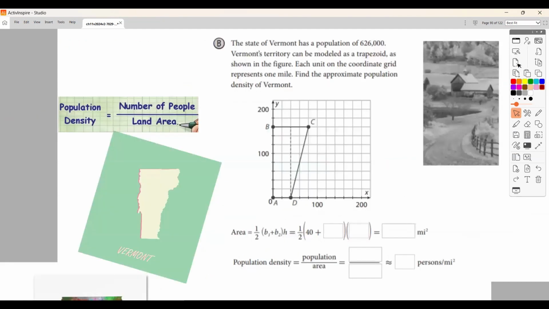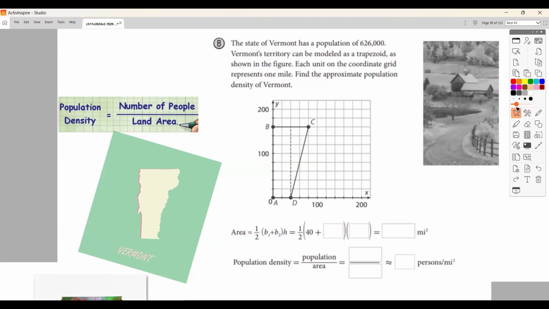Okay, I think we are ready to do our first example on the worksheet. So if you look at the worksheet and refer to this one, very similar to the one that I just gave you, only this time we're going to do it on a coordinate plane. So if you look at this example, this is example 1B on the worksheet you should have in front of you. We're going to approximate the population density of the state of Vermont, okay?